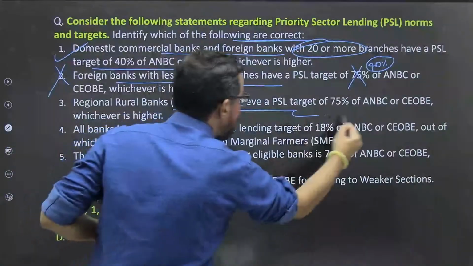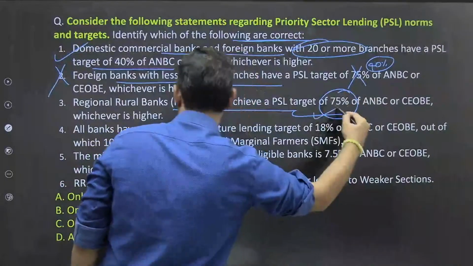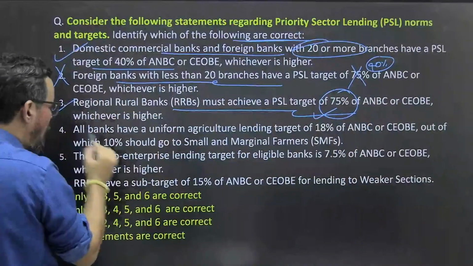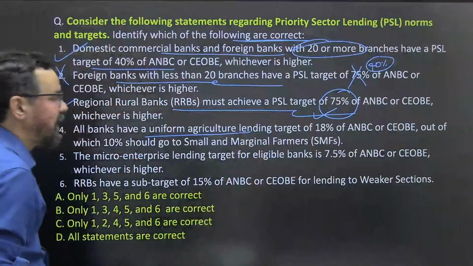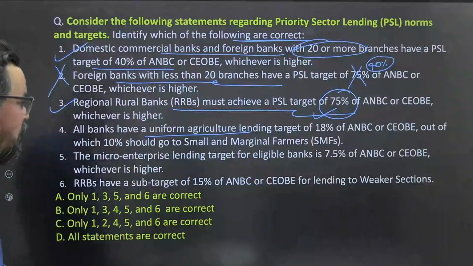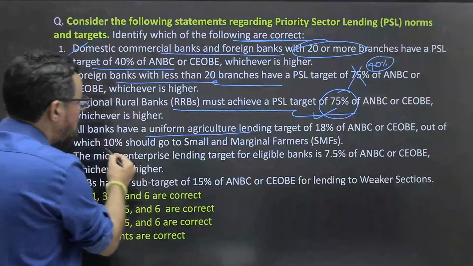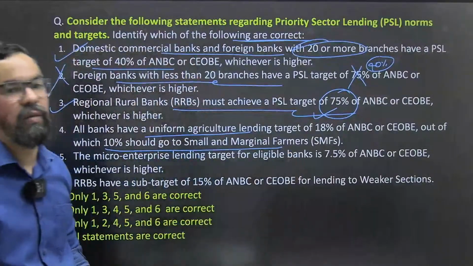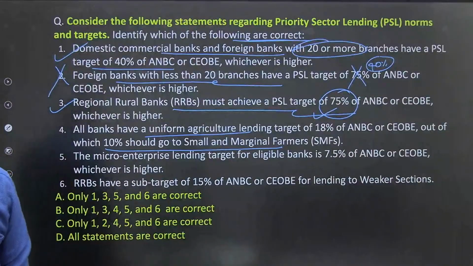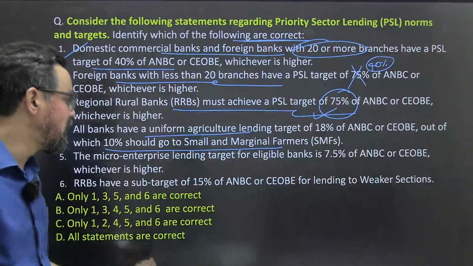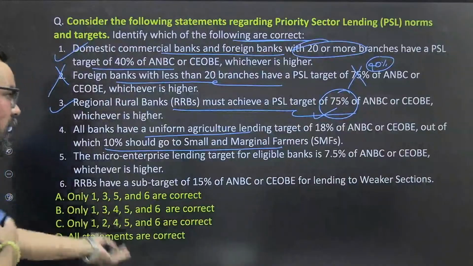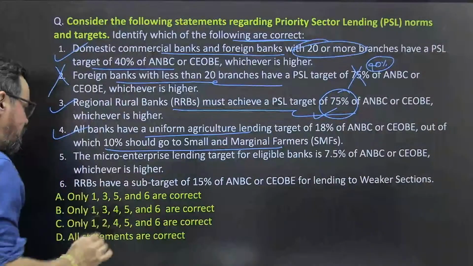RRBs must achieve PSL target of 75%. True. All banks have uniform agriculture lending target of 18% of ANBC or CoB, out of which 10% should go to small and marginal farmers. What do you say about this particular statement, guys? Anyone who wants to answer this particular one? ठीक है, तो क्या है आपका ये? बिल्कुल 100% ट्रू है. ठीक है, अगर नहीं पता है ध्यान रखें.